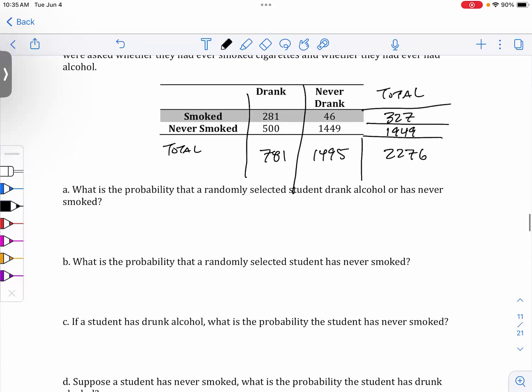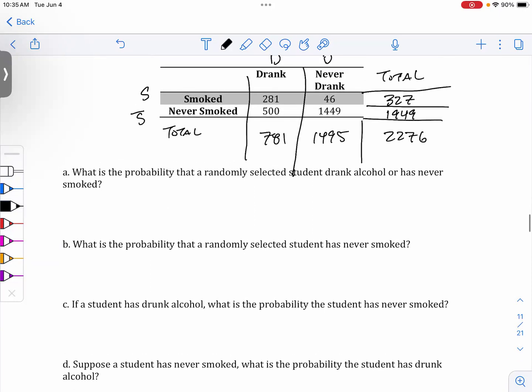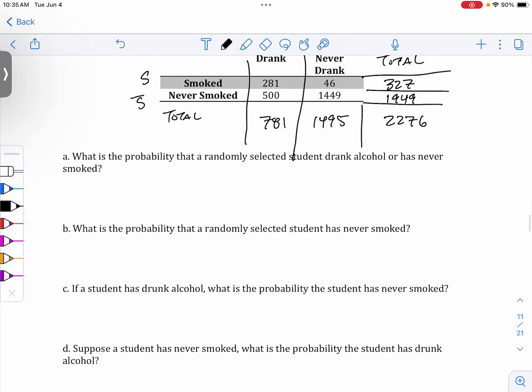And again, you can always write it out as drank, never drank, smoked, never smoked when you do your probability statements, but it's just nice to use shorthand notation. Drank, and then did not drink, smoked, and then did not smoke. So that bar represents did and then not did, right? So drank, not drank, smoked, not smoked. So that shorthand notation is really, really nice for us.